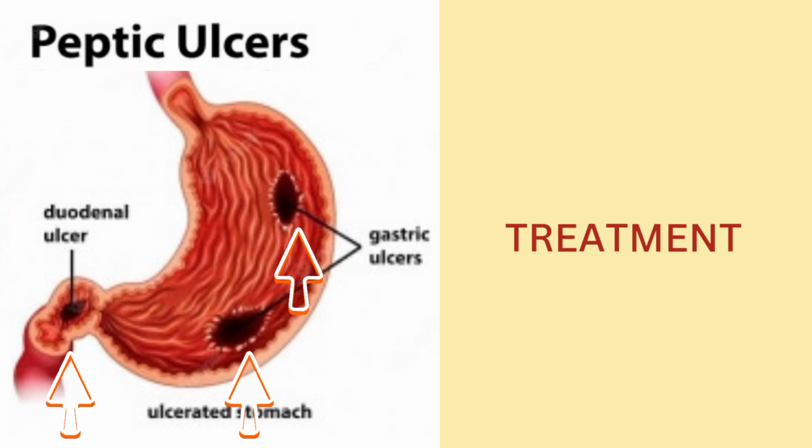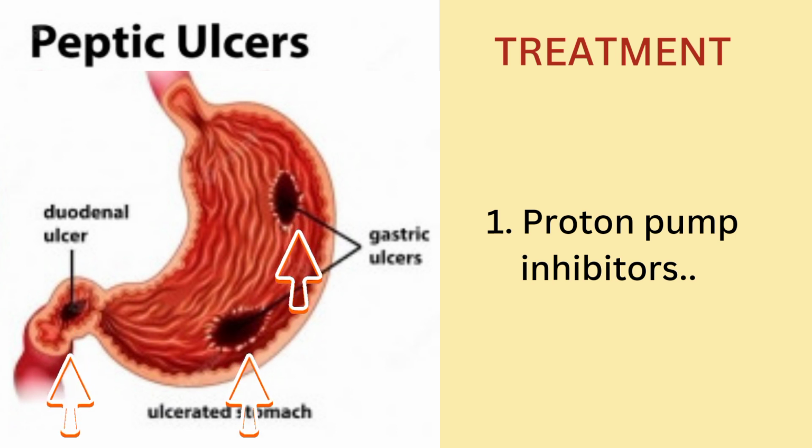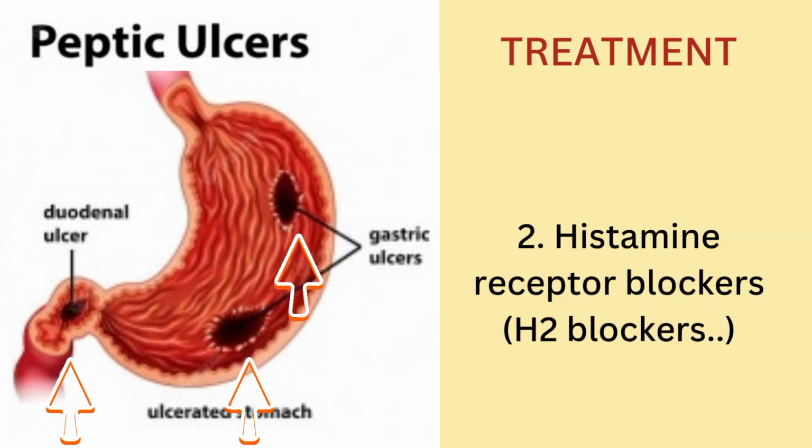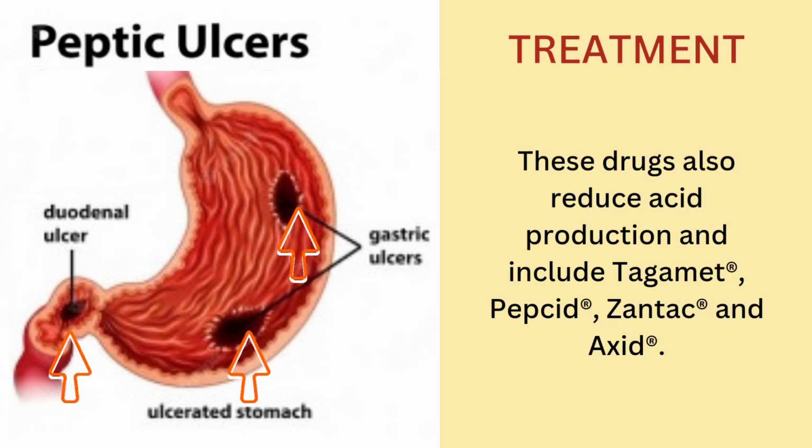Now let us discuss the treatment options for peptic ulcer disease. The first one is proton pump inhibitors. These drugs reduce acid, which allows the ulcer to heal. PPIs include Prilosec, Prevacid, Aciphex, Protonix, and Nexium. Second treatment option is histamine receptor blockers, also called H2 blockers. These drugs also reduce acid production and include Tagamet, Pepcid, Zantac, and Axid.